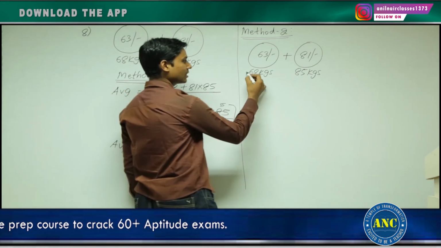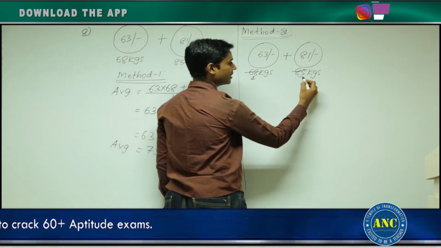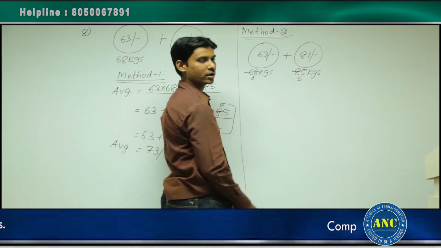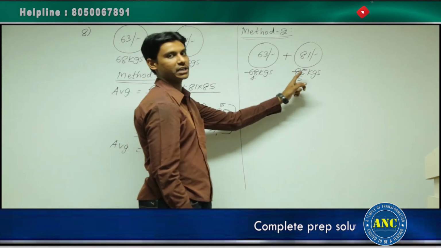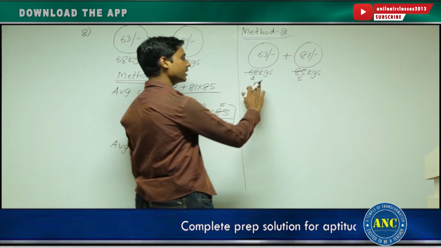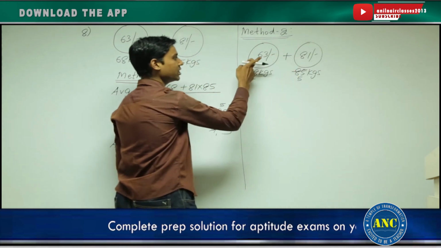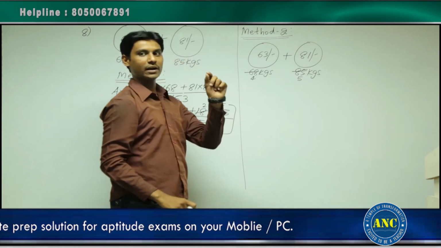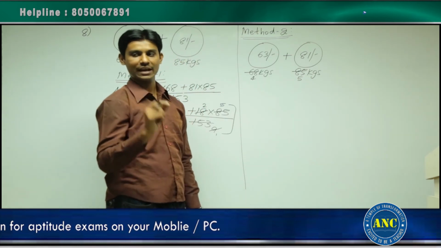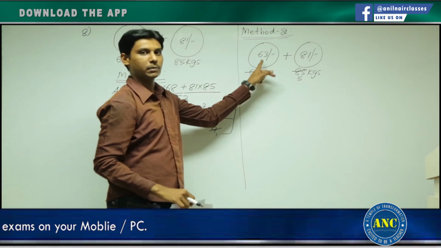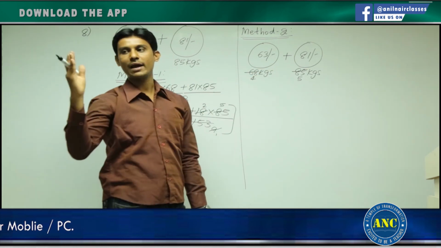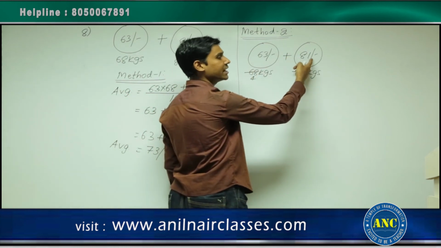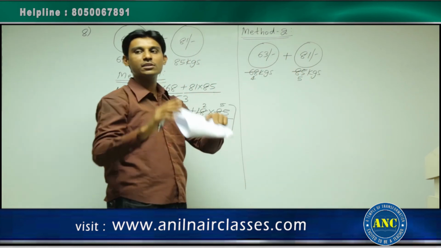Now this is 17 into 4, this is 17 into 5. That means they are mixed in the ratio of 68:85, or in other words, 4:5. Now see here. This is 63 rupees, this is 81 rupees. I already told you a key point in the initial class: average always lies between the lowest and highest values in the given series. Lowest value is 63, highest value is 81. Average should be in between 63 and 81.